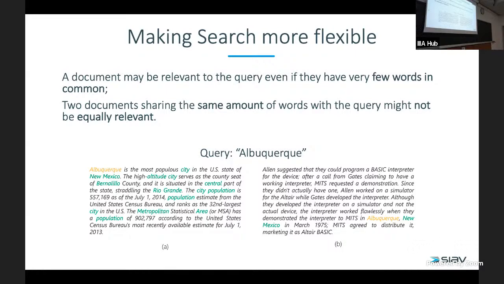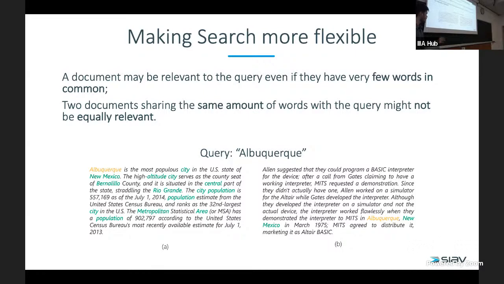The second reason is that two documents which are sharing the same amount of words, and therefore would likely have a very similar score when scoring with the standard system, might not be equally relevant. This is not obvious, but as an example, when you're searching for Albuquerque, which is a city, in Wikipedia, for example, you might get these two results. On the result on the left, as you can see, there is a short paragraph which is matching the word that you search for only once.